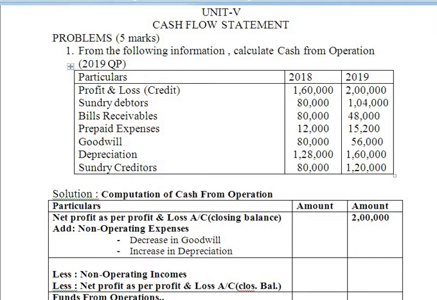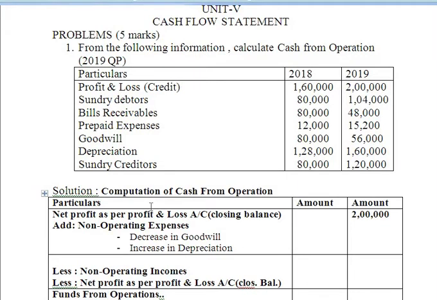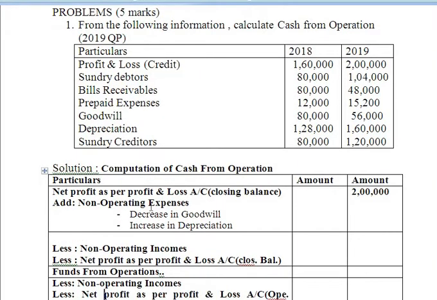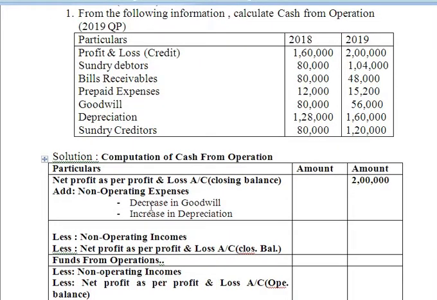This is the information available with us for the years 2018 and 19: profit and loss, sundry debtors, bills receivables, prepaid expenses, goodwill, depreciation and sundry creditors. In the next line write solution, computation of cash from operations. As I said, we need to start the calculation of cash from operations from the calculation of funds from operations, and we know how to find out the funds from operations.